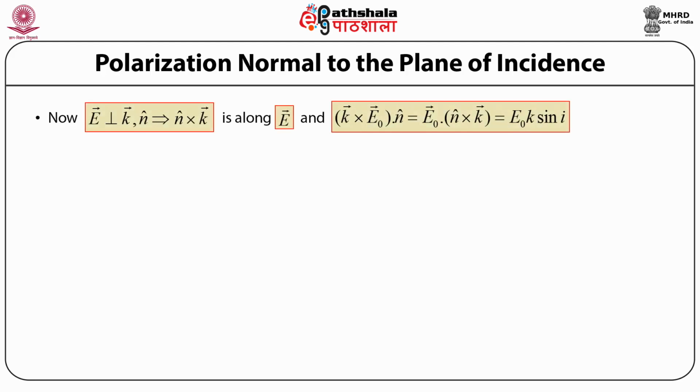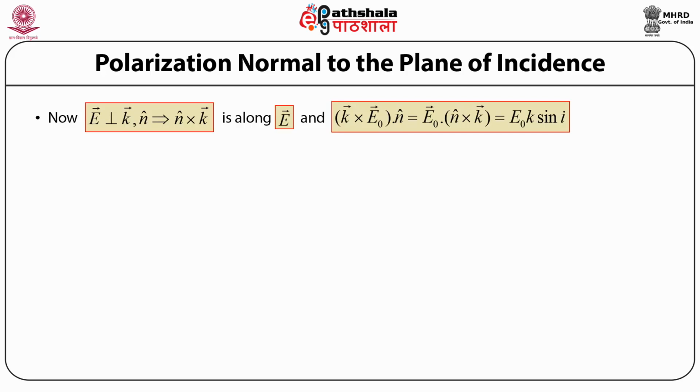Now, since the electric field is perpendicular to the wave vector k, therefore the unit normal n cap, or in other words, since the electric field vector E of the incident wave is perpendicular to the wave vector k of the incident wave and the unit normal n cap, what follows is that the cross product of the unit vector n cap with the incident wave vector k is along the direction of the electric field of the incident wave.